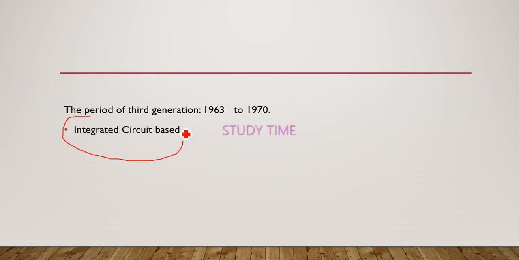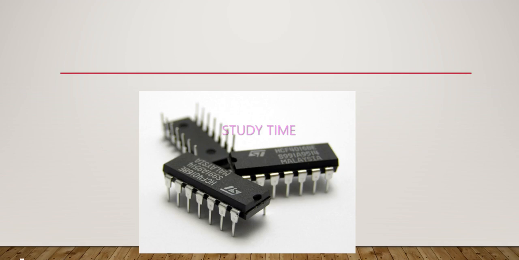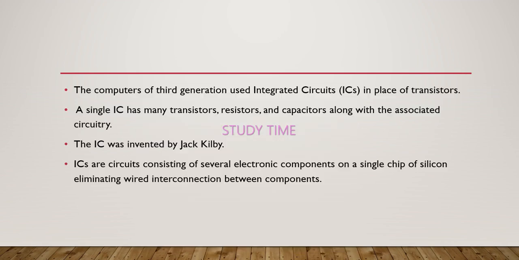Integrated circuit based. The computers of third generation used integrated circuits, ICs, in place of transistors. A single IC has many transistors, resistors, and capacitors along with the associated circuitry. The IC was invented by Jack Kilby. ICs are circuits consisting of several electronic components on a single chip of silicon, eliminating wired interconnection between components.